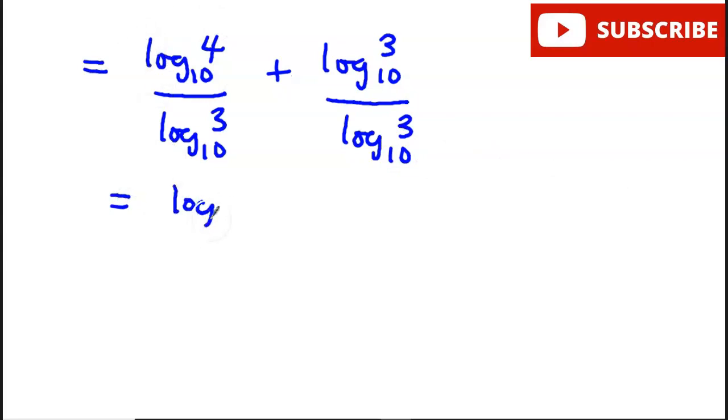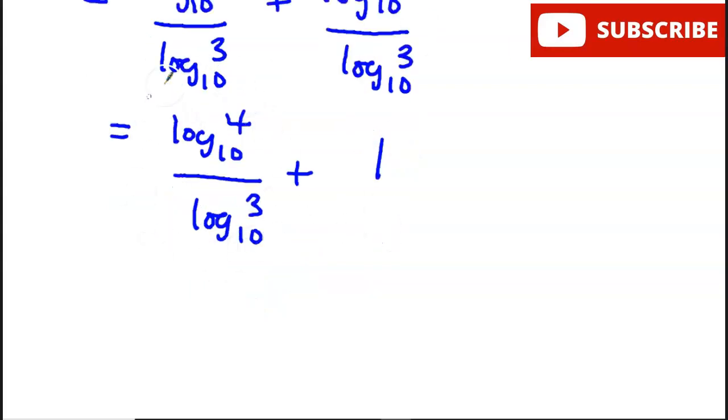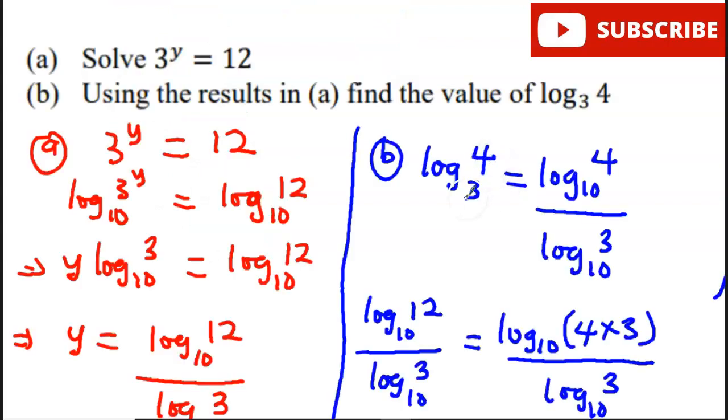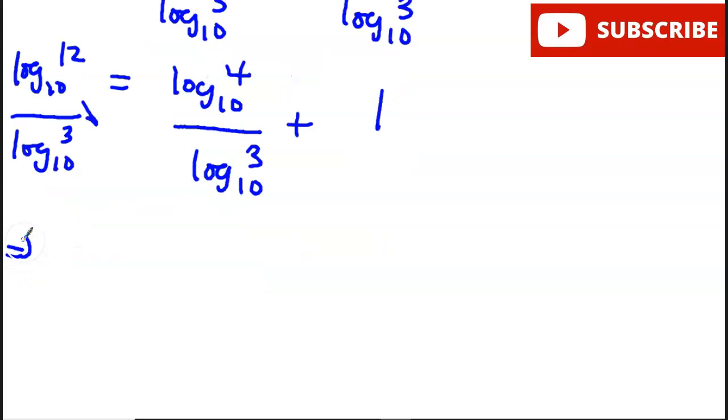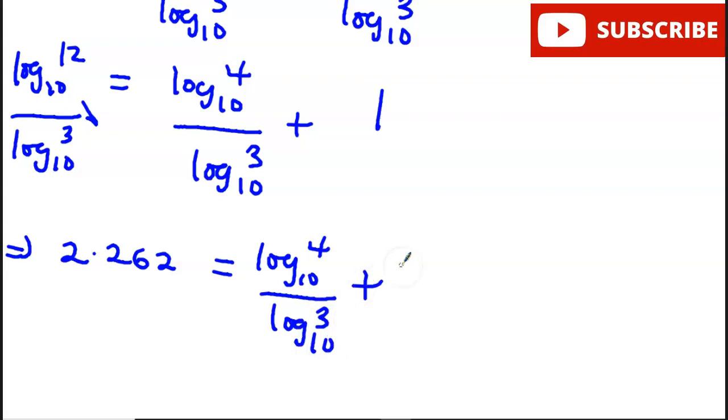Now remember that this is log 4 to the base 10 over log 3 to the base 10 plus this will give us 1. Now remember, we said that log 4 to the base 3 is log 4 to the base 10 over log 3 to the base 10. So if you are able to find this, then that is log 4 to the base 3, and this is log 12 to the base 10 over log 3 to the base 10. We already know this value, so this implies that the value 2.262 is equal to log 4 to the base 10 over log 3 to the base 10 plus 1.